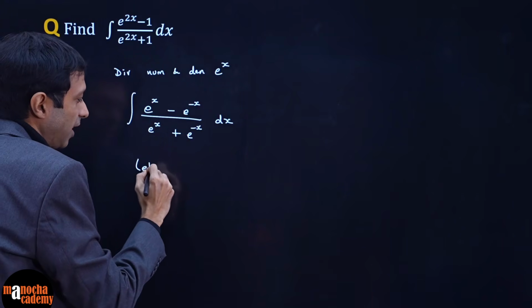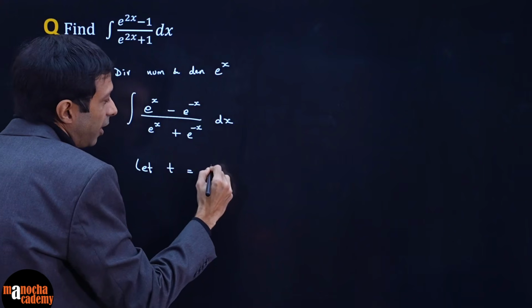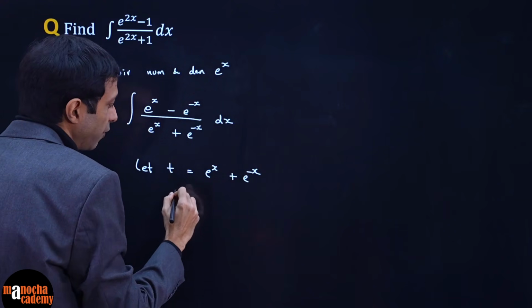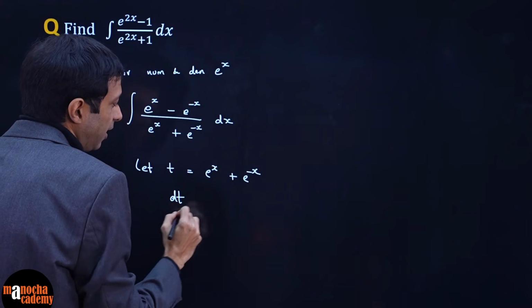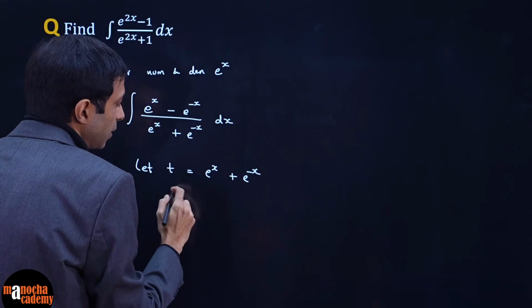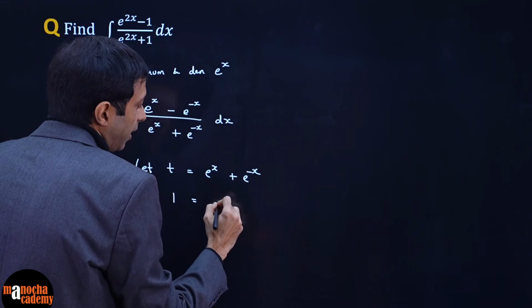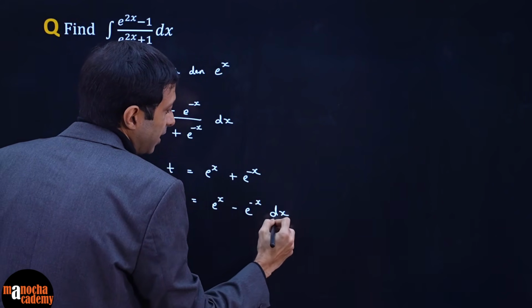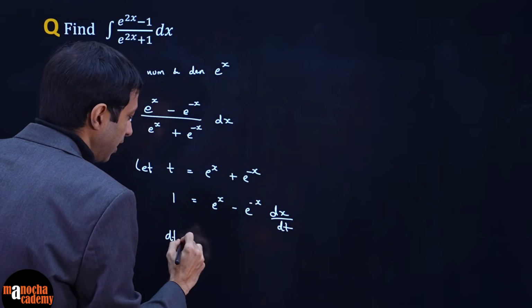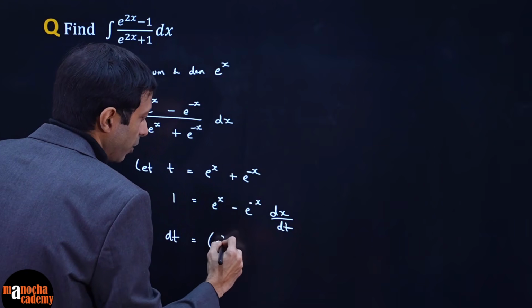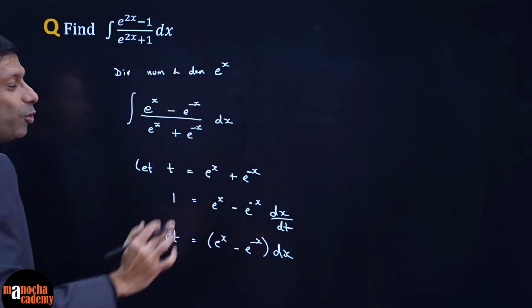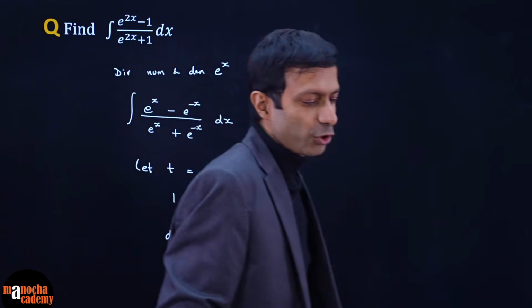So let t equal to e to the power x plus e to the power minus x. Now you do the differentiation, dt with respect to x. This will give you e to the power x minus e to the power minus x. Bring the dx this side: dt equal to e to the power x minus e to the power minus x dx. Can you see, isn't that the numerator? So beautiful question, so beautiful, right?